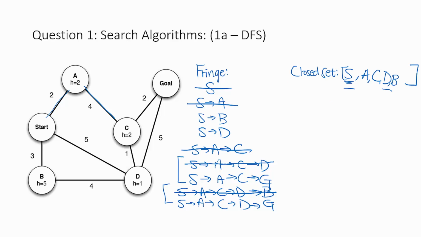Alright, so next off from this remaining fringe, we'll have S to A to C to D to G. Let's pop that off. This path actually satisfies the goal test.